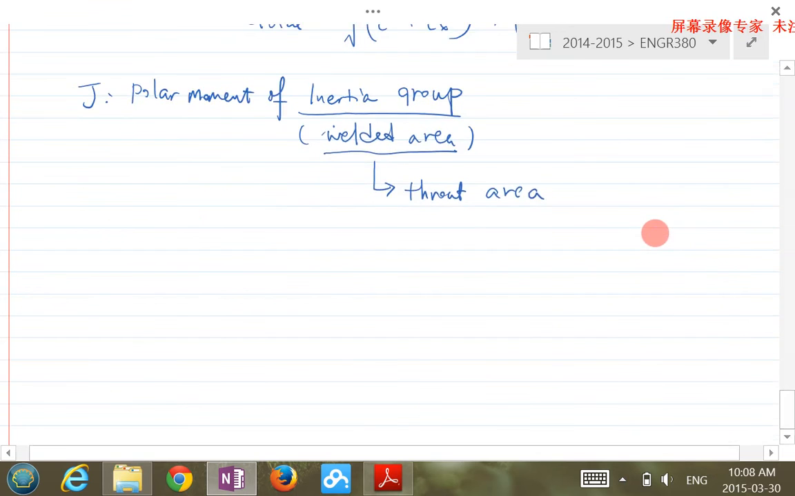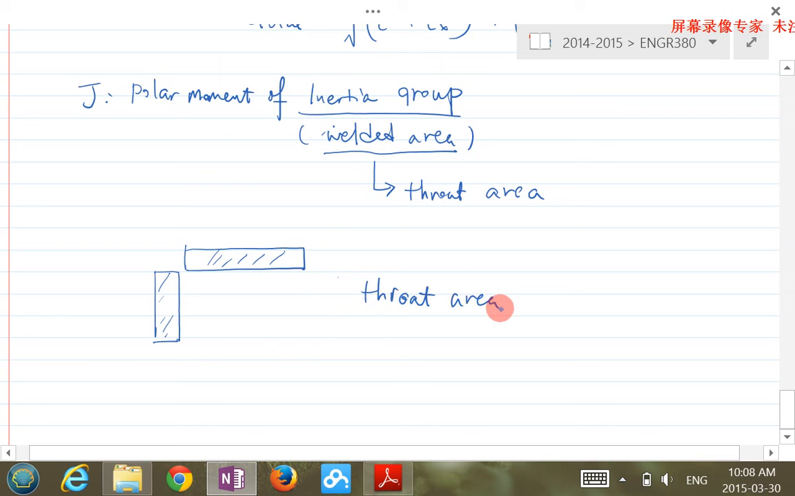So for example, I'm not going to go into too much detail here. Let's say your welded group is like this. There's a weld here and a weld here. What I draw here, the two rectangles, are the throat area. These two, I'll just call this the throat area.